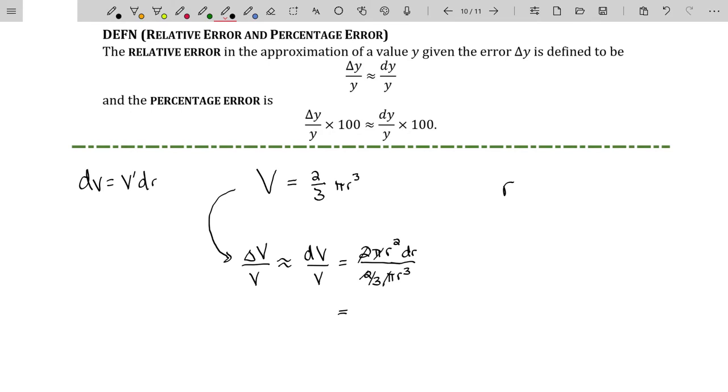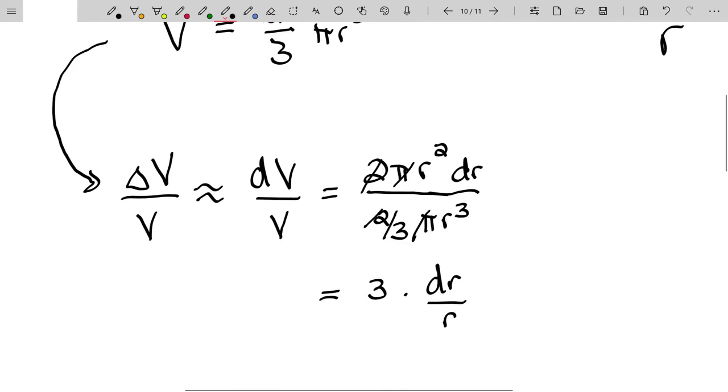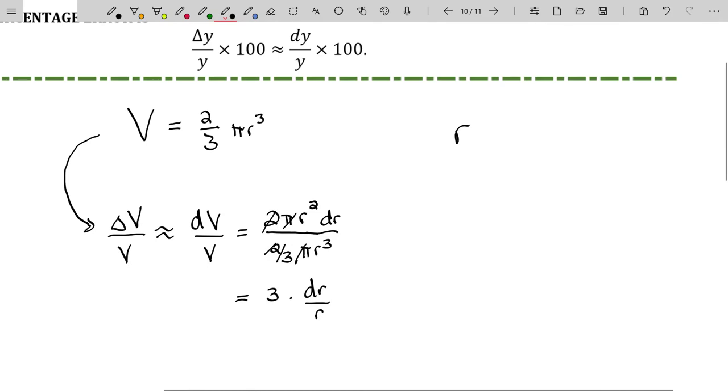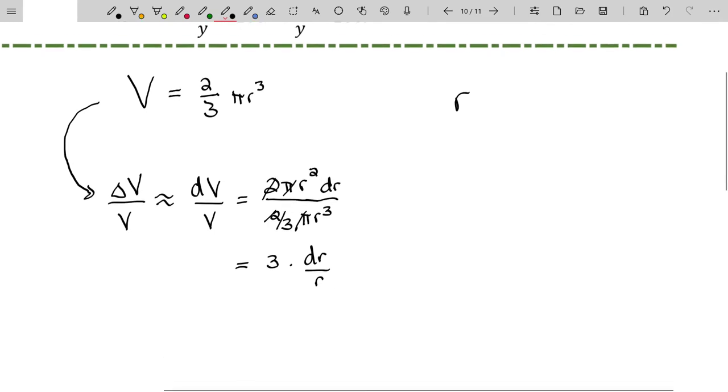So reducing this down, we get the following. The 2s will cancel beautifully. The pi's cancel. The 3 will jump upstairs. And we have 3 over r dr. And in fact, I'd like to write it this way: 3 times dr over r. So what exactly does this mean? Well, it means that our error in computing the volume is 3 times our error in computing the radius, or 3 times the relative error in computing the radius.